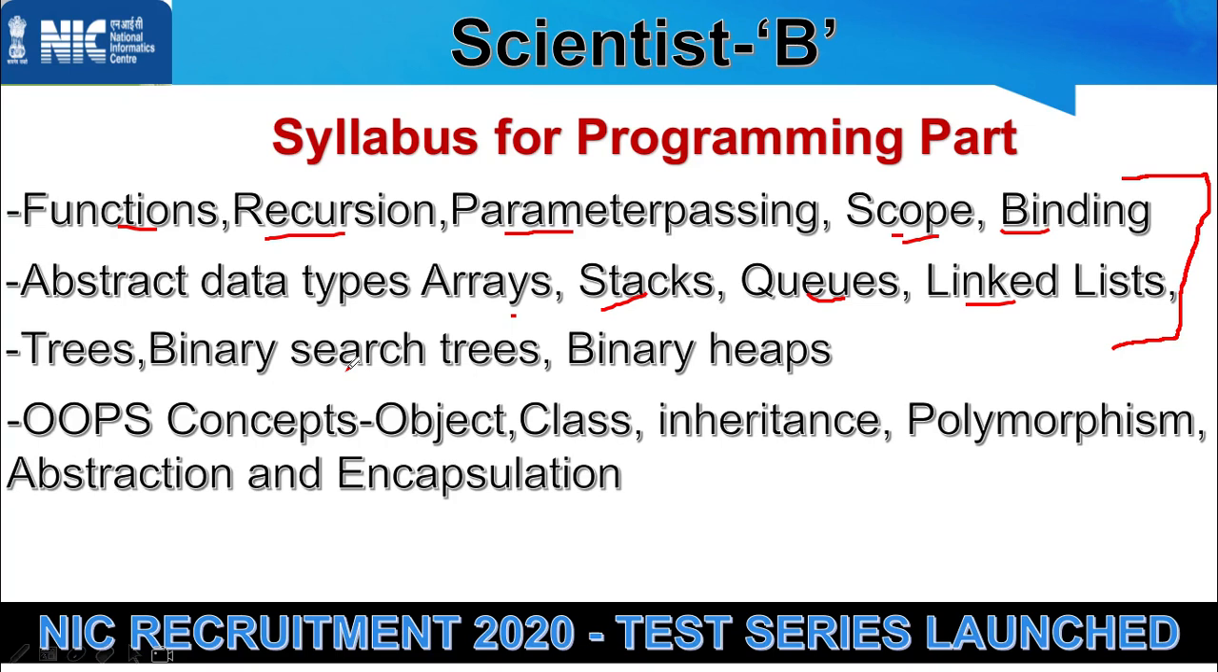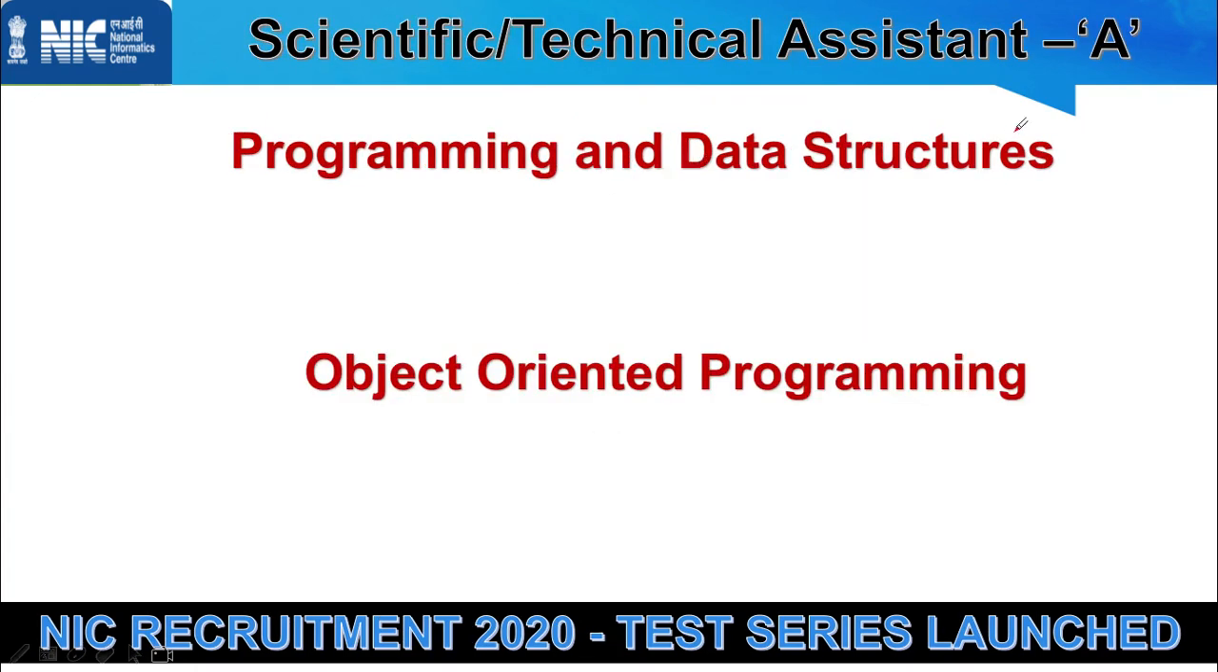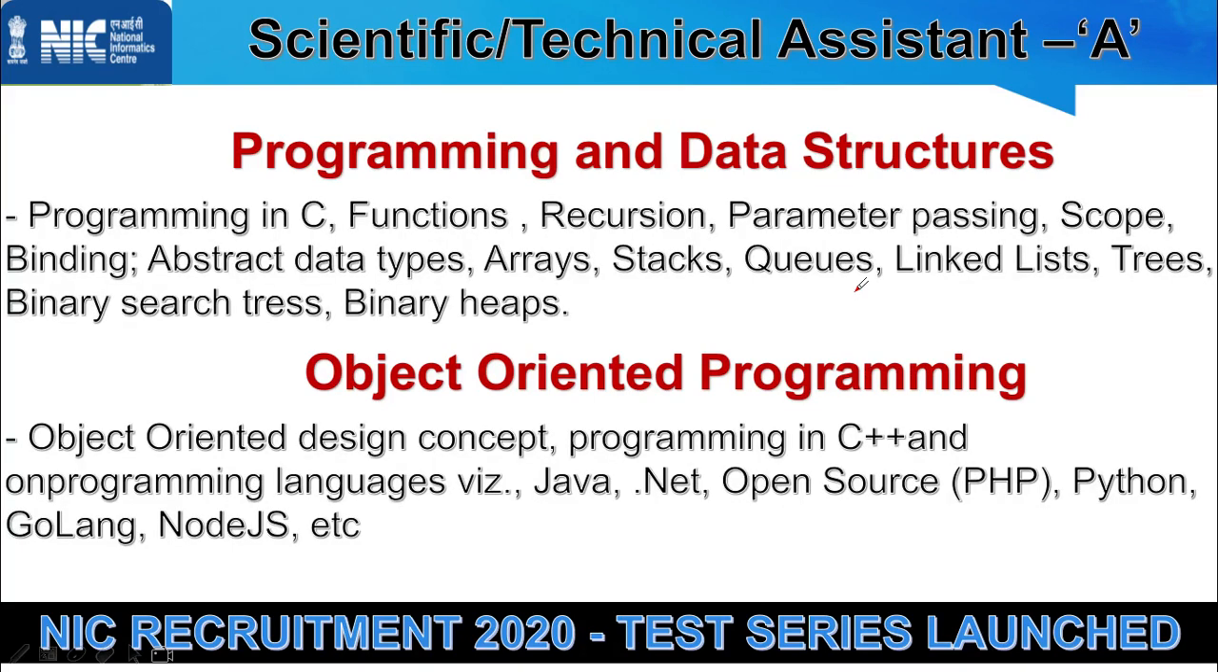So now let's discuss Technical Assistant A. If you have noticed, for Scientist B and Technical Assistant A, we have the same syllabus. The basic difference is that they have the programming language. If you are familiar with the programming language, then it's good, and if you aren't, then you don't have to invest your time in this. You have to cover these questions because I already discussed in Scientist B how to prepare for these topics and what topics you have to cover from this.